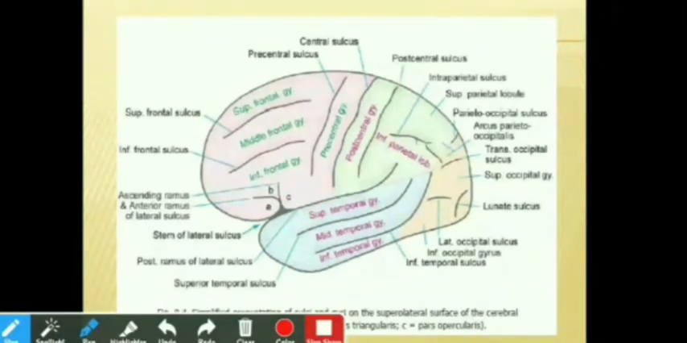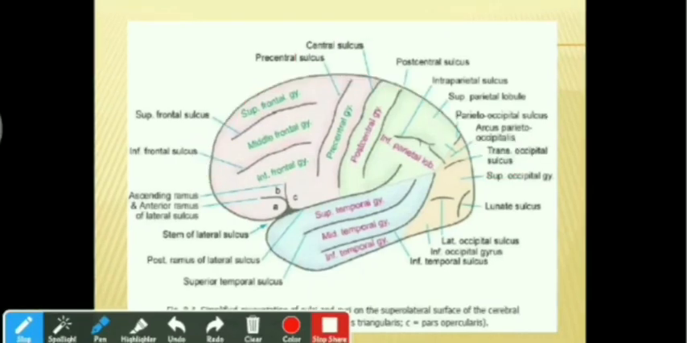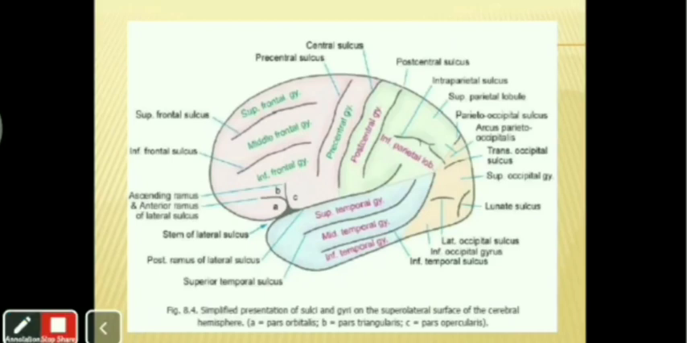So about the central sulcus. This is the central sulcus. It begins by cutting the supromedial border of the hemisphere about 1 centimeter behind the midpoint between the frontal and the occipital pole. Here is the frontal pole and this is the occipital pole, so the midpoint is here. It forms a boundary between the motor area of the cerebral hemisphere in front and the sensory areas behind.